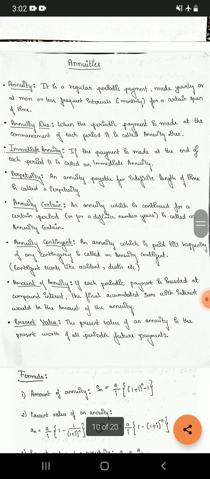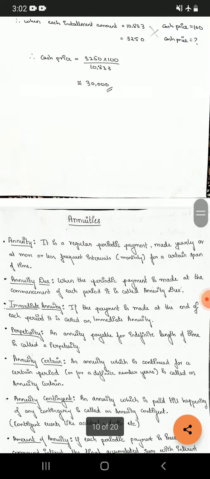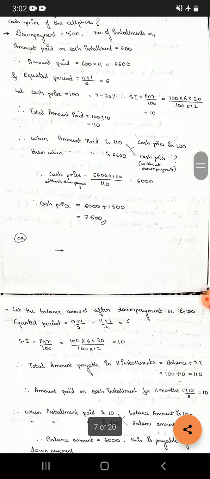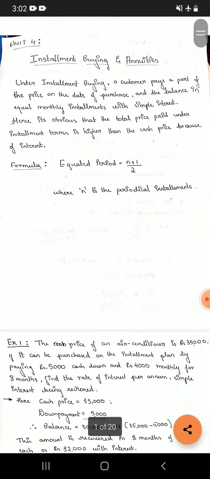So go through all these definitions and the formulas and also the problems on installment buying. With this we have completed the 4th unit. In the next class we'll begin with the 5th unit, that is time and speed.